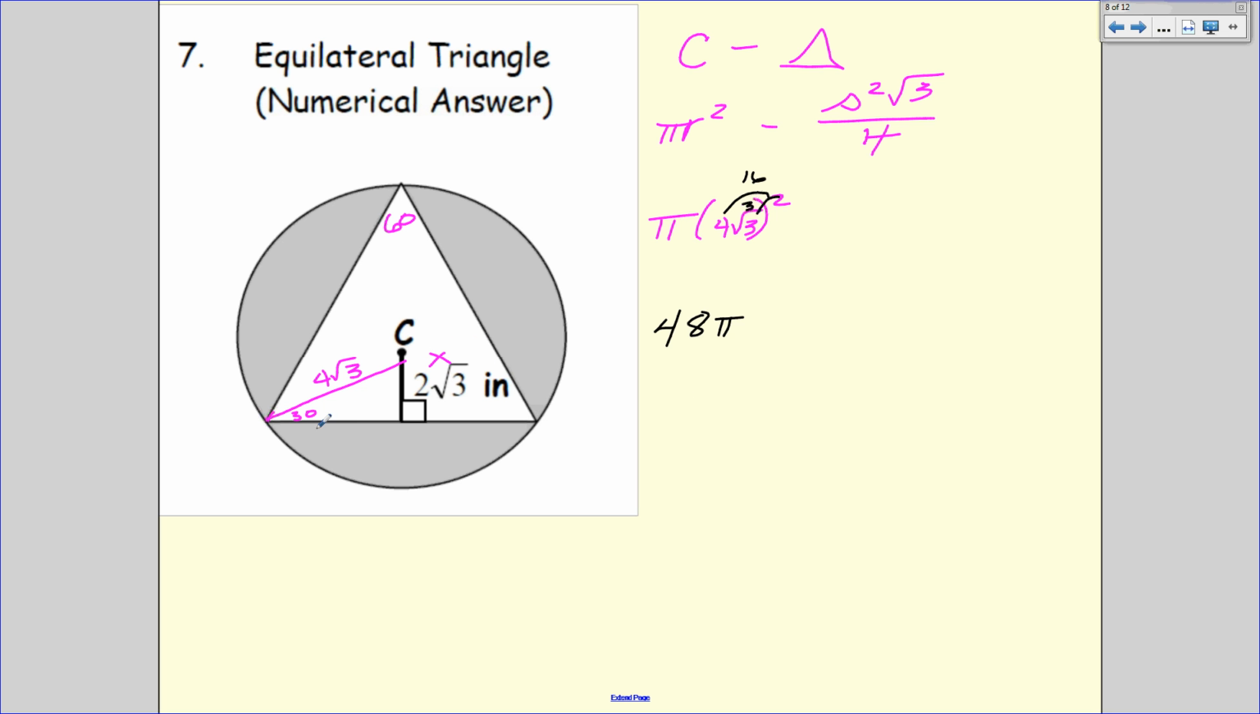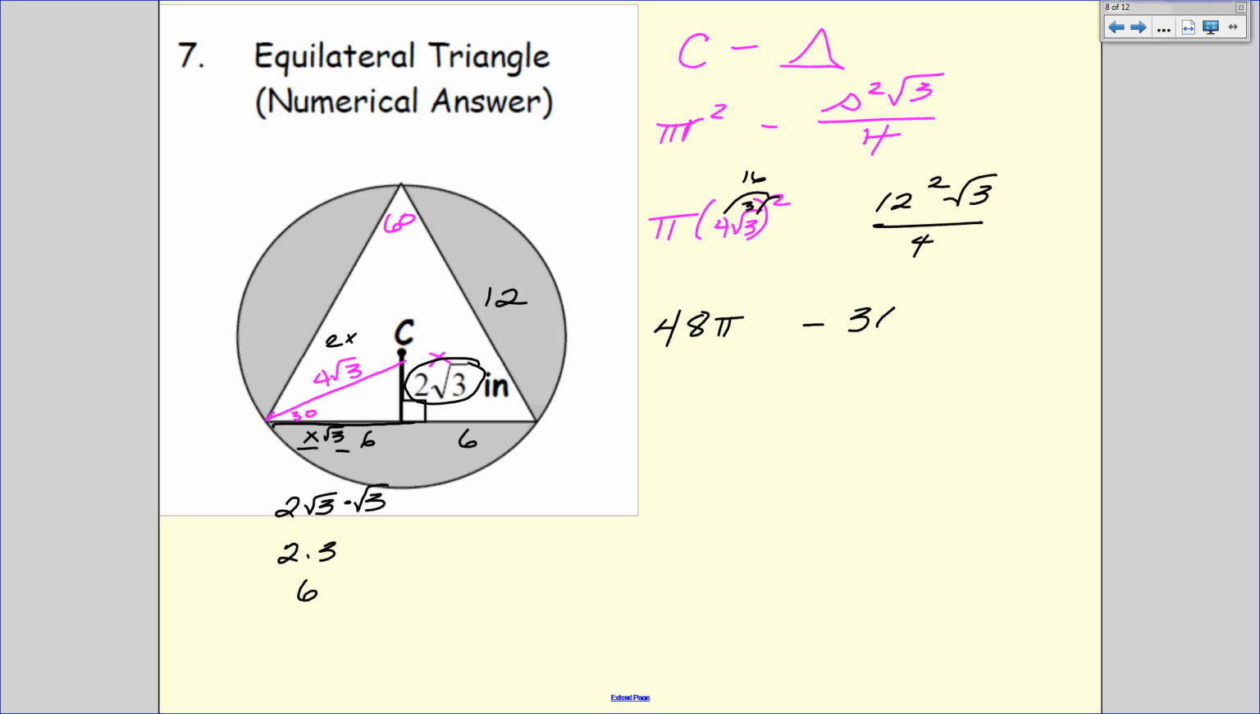Now, if you'll remember that in a 30, 60, 90, this is your x, this is your 2x, this is your x square root of 3. Well, if your x is 2 square root of 3, I've got 2 square root of 3 for x. I still have this square root of 3 for this piece. So now I've got 2 times 3, so this is 6. So this piece here is 6, which means this piece is 6, so the whole piece is 12. So now I've got 12 squared, square root of 3 over 4. So that's 144 divided by 4, which is 36. So this would be minus 36 square root of 3.